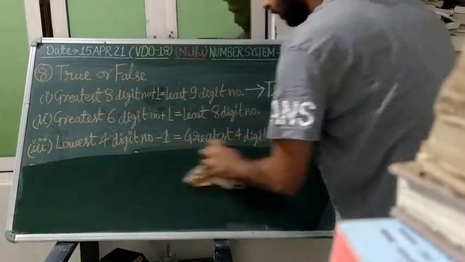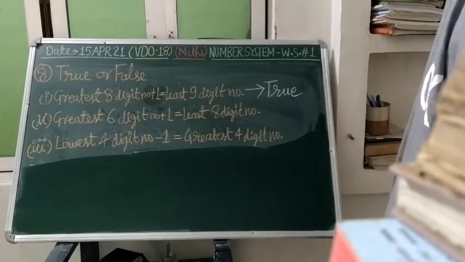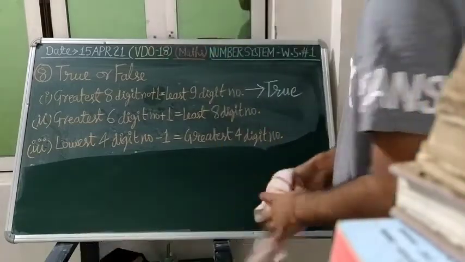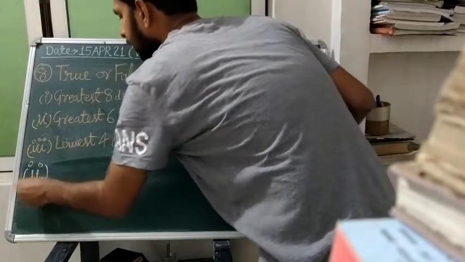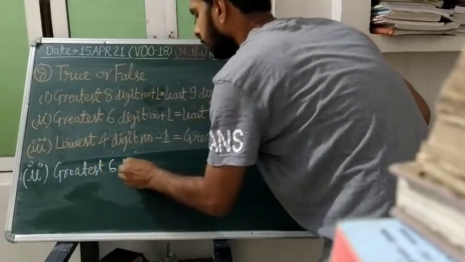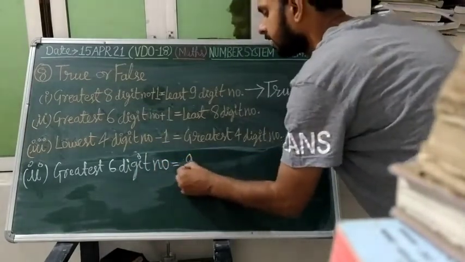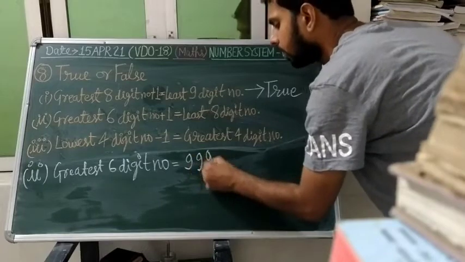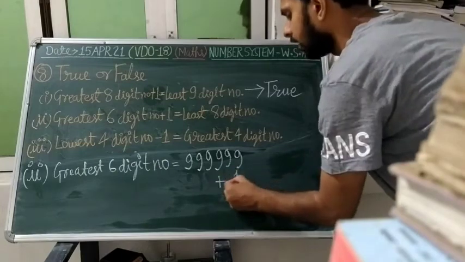Now we shall move to the second one. The second one is saying greatest 6-digit number plus 1. So what will the greatest 6-digit number be? We will write 9 six times to find the greatest number of 6 digits. So the second one I am solving here. The greatest 6-digit number is 6 times 9s: 1, 2, 3, 4, 5, 6. And plus 1.